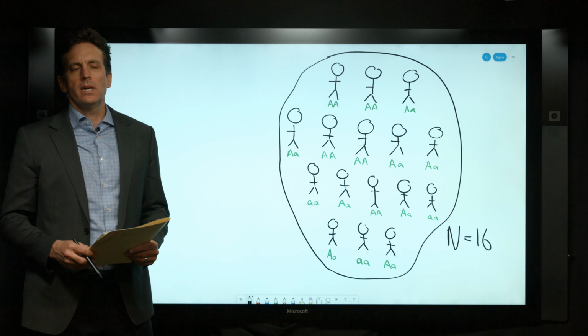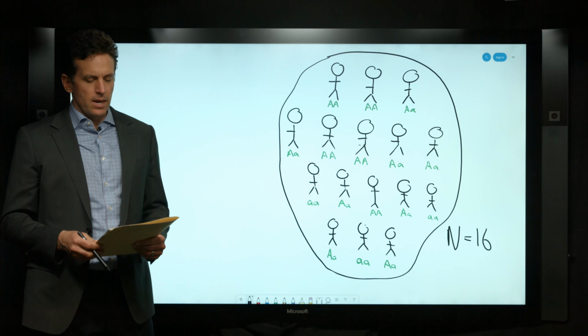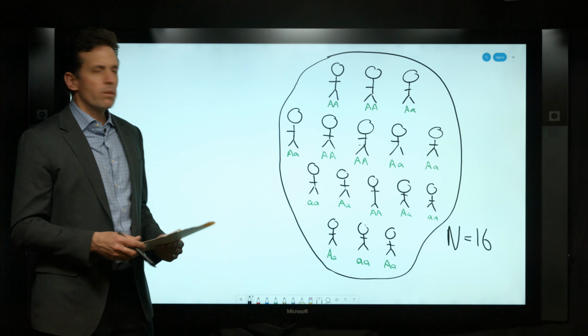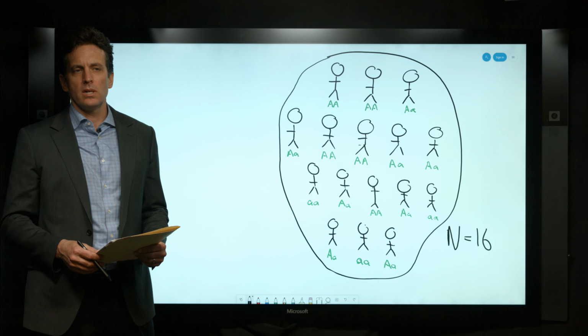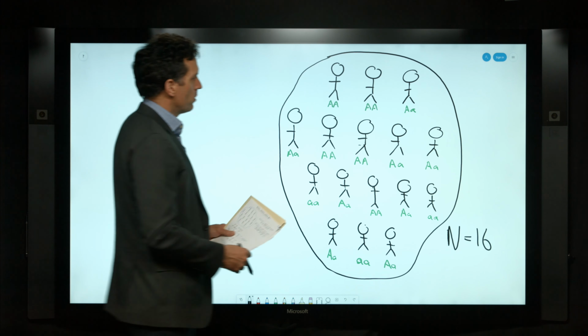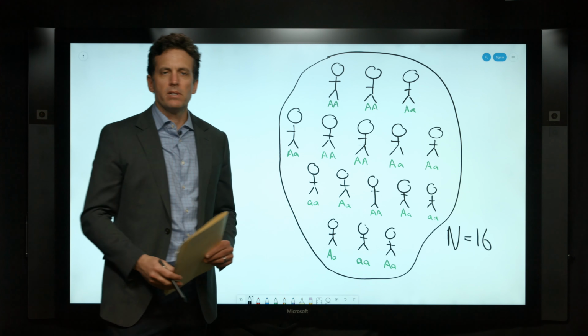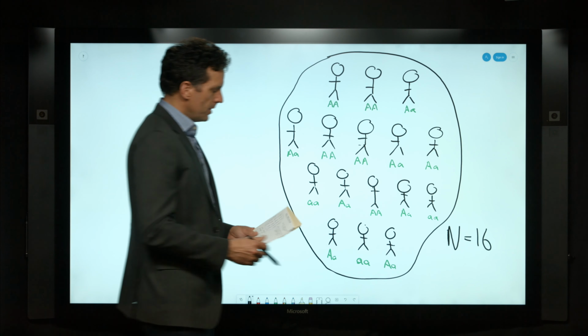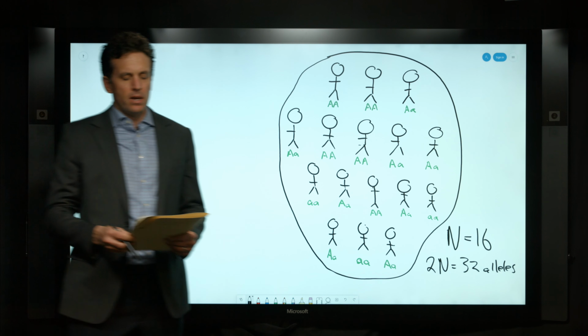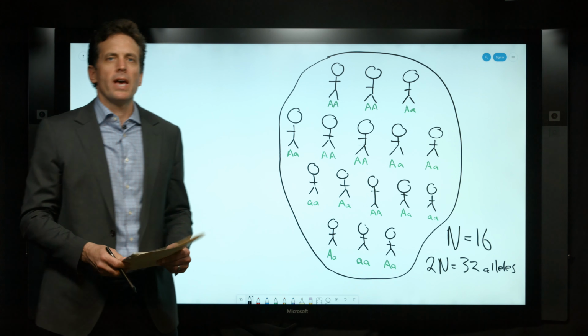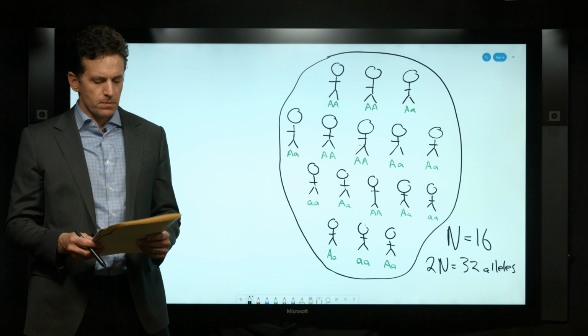And what we're interested in here is locus A. And so we can talk about the number of alleles there are in the population for locus A. And of course, if you look here, you can see that there is big A and little a, and the total number of alleles is 2n equals 32 alleles in our population of 16 individuals. And of course, that's because we have a diploid population here.